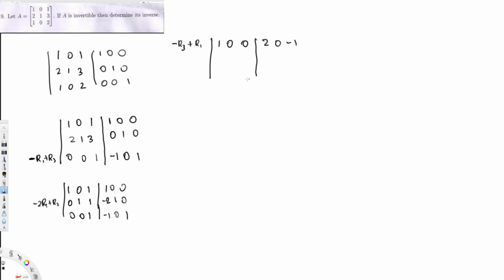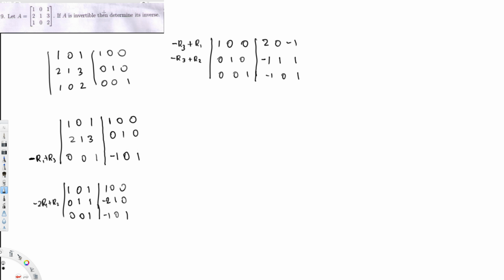And the second one I can do in the same way. It's going to be negative R3 plus R2, which gives me 0 1 0, and in this case negative negative 1 is positive 1, plus -2 is -1, then 0 plus 1 is 1, 1 plus 0 is just 1. Then the third row remains the same: 0 0 1, -1 0 1.